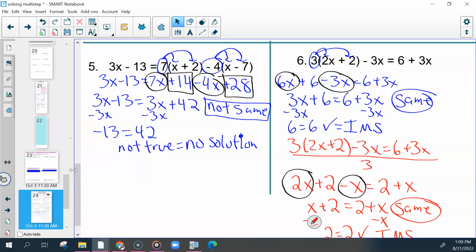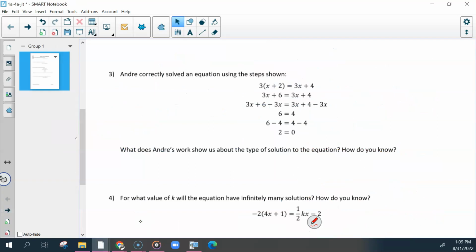So we're going to go over the 2 problems on the quick check. If you had any other questions on the quick check that maybe you were trying, we'll go over those as well.